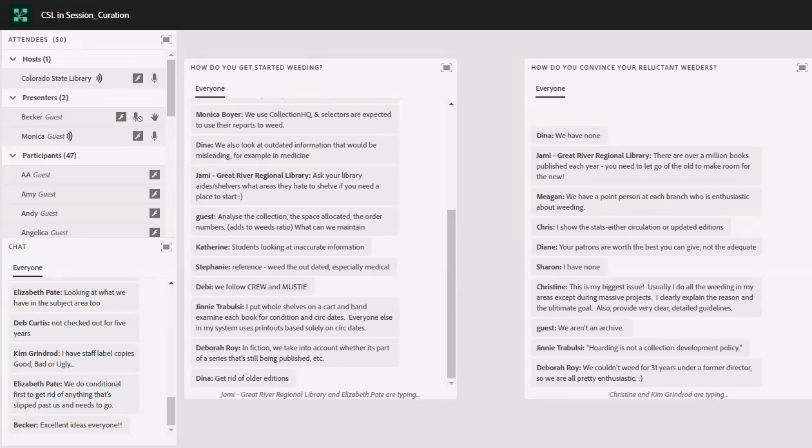I don't know, Jenny. Hoarding could be a collection management policy. We have some funny people on today. This is great.